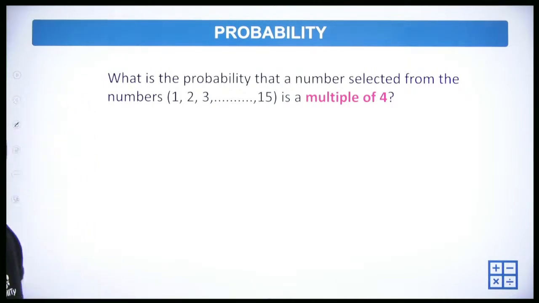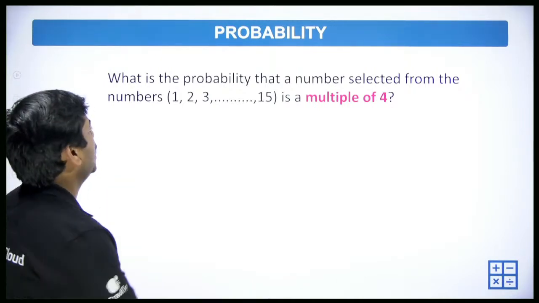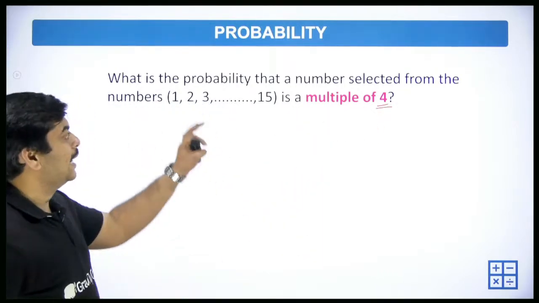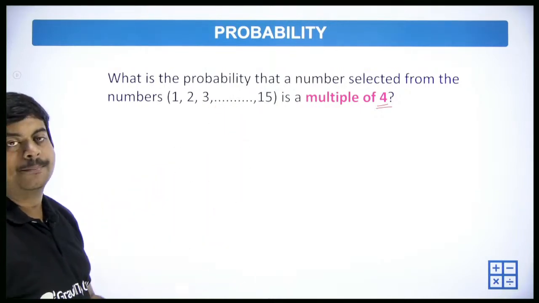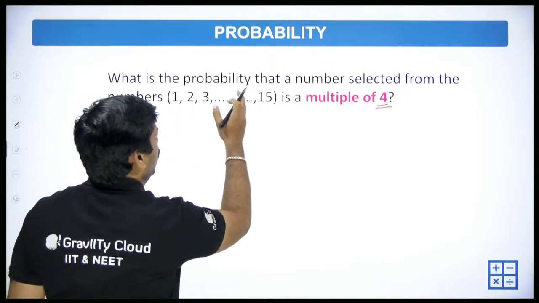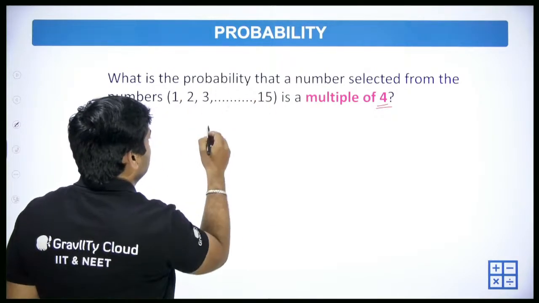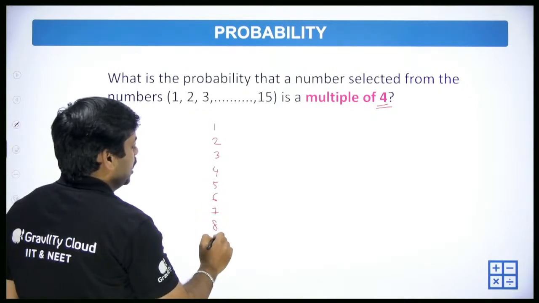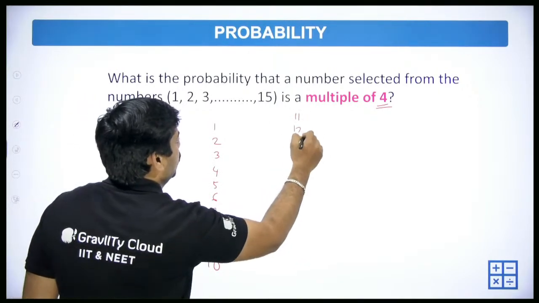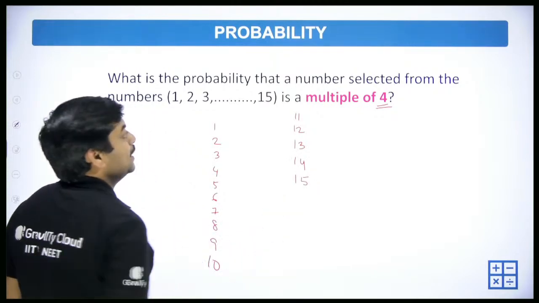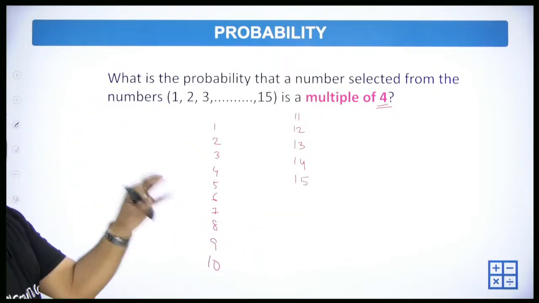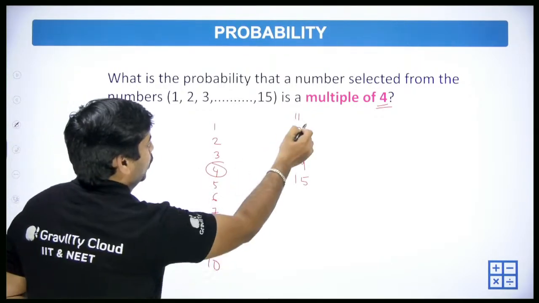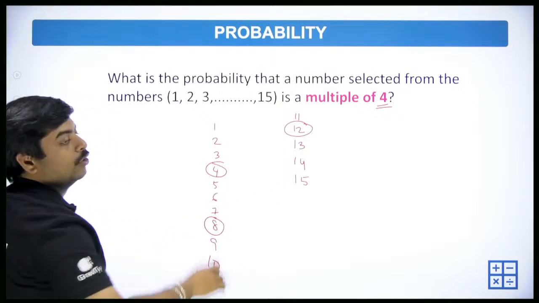What is the probability that a number selected from the numbers 1, 2, 3, and so on to 15 is a multiple of 4? So what does that mean? Here we have 15 numbers. Let me write all those: 1, 2, 3, 4, 5, 6, 7, 8, 9, 10, 11, 12, 13, 14, 15. It's a multiple of 4. So what is a multiple of 4? 4 into 1, 4 into 2, 4 into 3. Do we have any other number? Do we have 4 into 4?